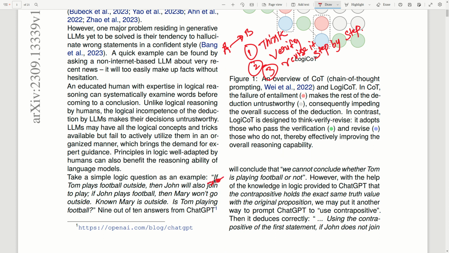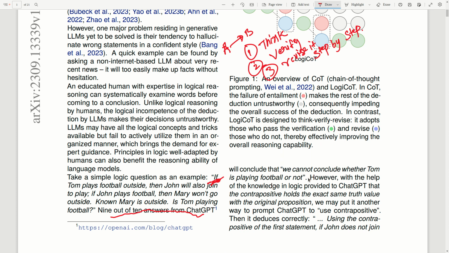If Tom plays football outside and John will also join to play, if John plays football, then Mary won't go outside. Known Mary is outside, is Tom playing football? What these authors are saying is that 9 out of 10 answers from ChatGPT will conclude that we cannot conclude whether Tom is playing football or not. However, this is a very, very simple logical question. Even a kid from class 5 can answer it. But these LLMs fail to answer these kinds of things.